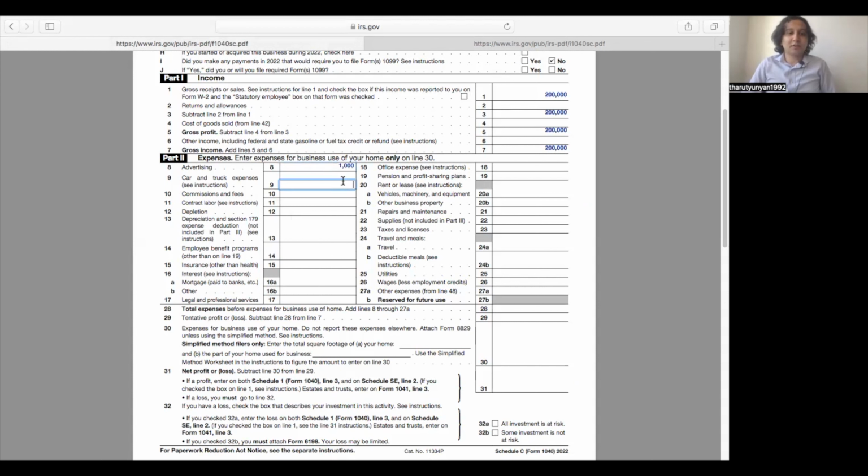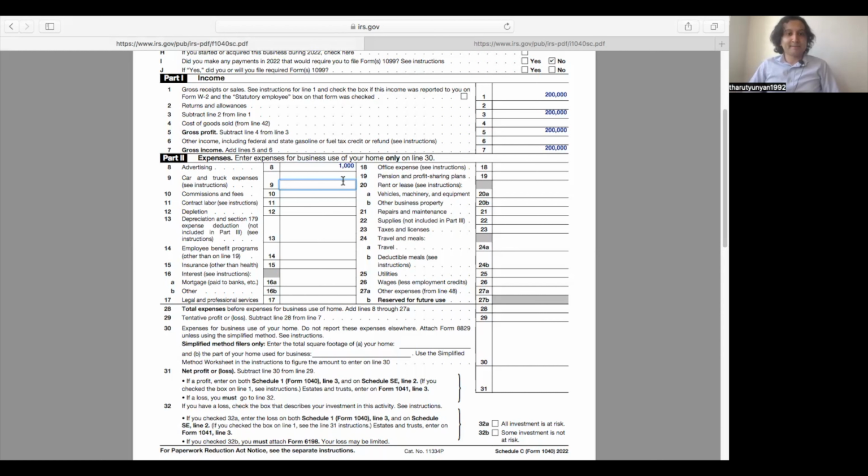Next one, car and truck expenses. This is very important, and in our previous video, we actually went over how to deduct car and truck expenses. It's important to understand that there are 2 general ways to figure out how much is spent on a car. Generally speaking, when you drive your car for business, it could be used to deliver product, or for meeting your clients, etc. All the miles driven can be deducted.